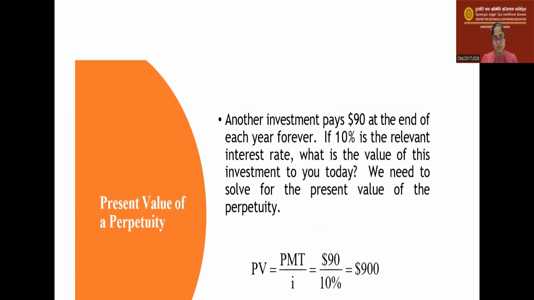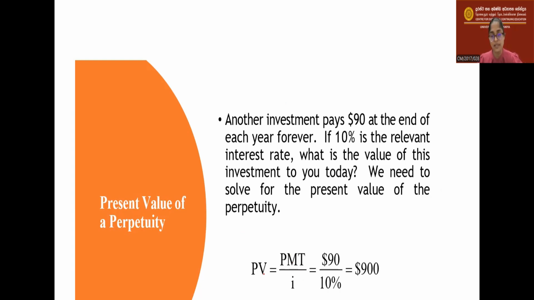Now look at another example, the present value of a perpetuity. The same thing I mentioned in the previous slide. Another investment pays $90 at the end of each year forever. In a perpetuity, we can't say annuity due perpetuity or ordinary annuity perpetuity. There are no terms like that. It's just the present value of a perpetuity. The investment pays $90 at the end of each year forever, and 10% is the relevant interest rate. What is the value of this investment to you today? That means your PV. We need to solve for the present value of the perpetuity.